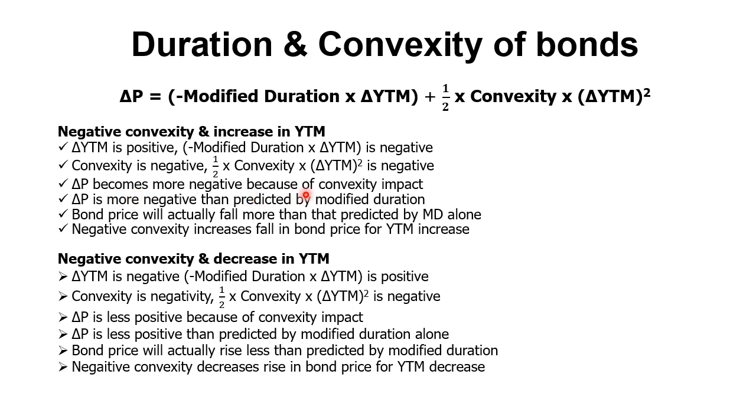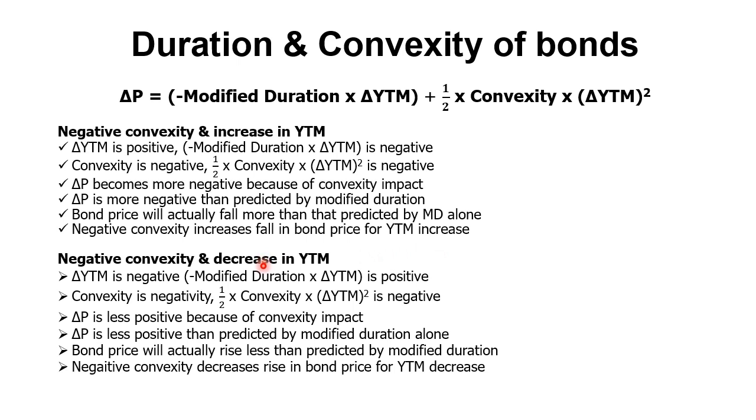Hence, delta P will become more negative because we are adding a negative number, the convexity impact, to a negative number, the duration impact. This means that delta P will be more negative than that predicted by modified duration alone. Therefore, the bond price will actually fall more than that predicted by modified duration alone. Negative convexity increases the fall in price at that point in the curve if the YTM increases.